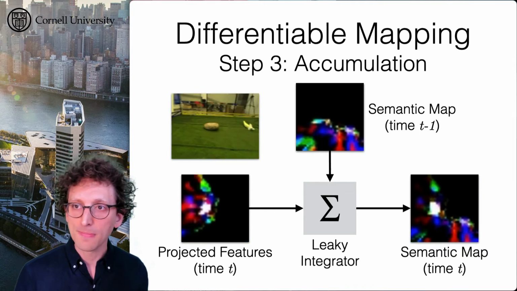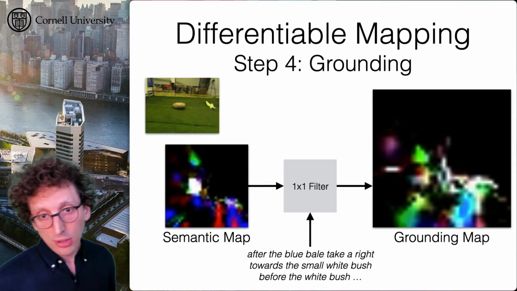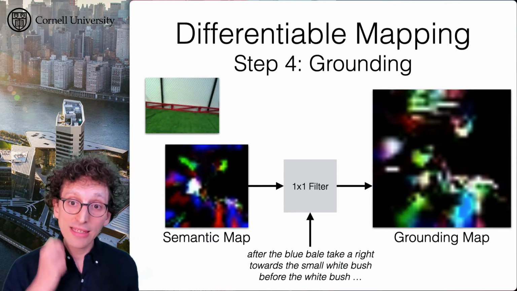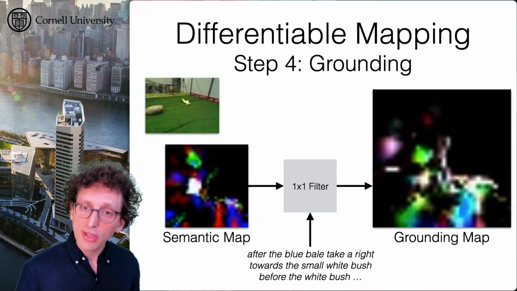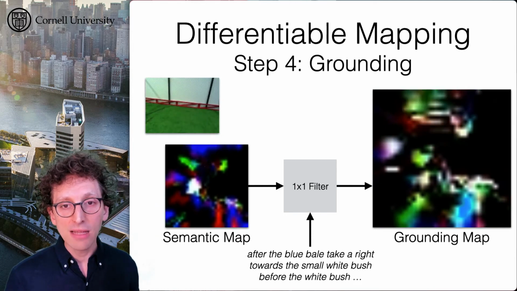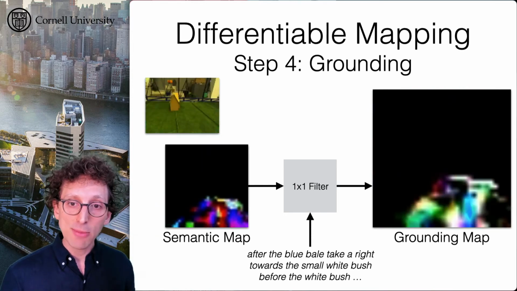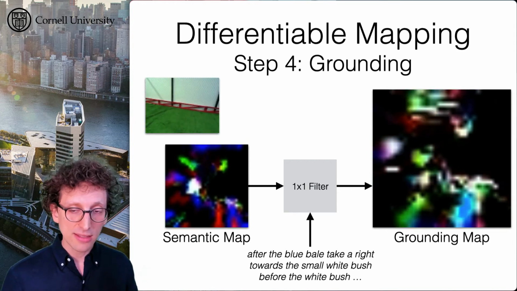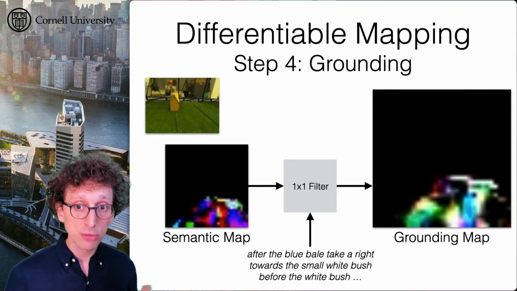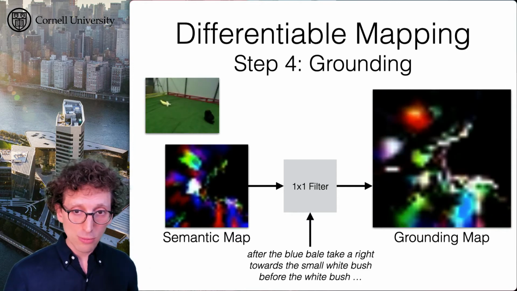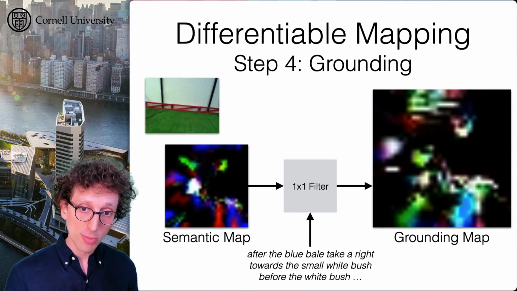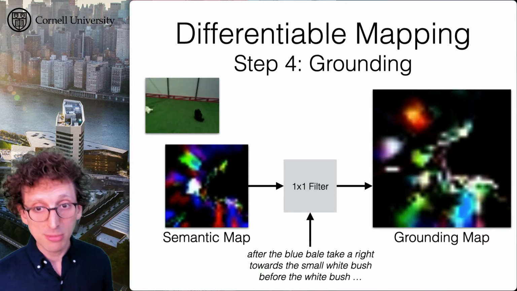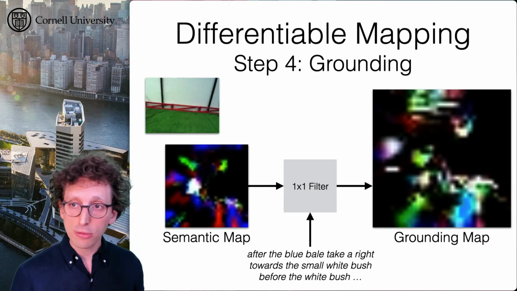In the fourth step, we incorporate the text into the semantic map to create a grounding map. The intention of this map is to focus on elements in the semantic map that the text is referring to. And we do this in a very simple way. We take the text, we recover a vector representation of it, and then we create from this vector representation a one-by-one convolutional filter that we convolve over the semantic map, basically filtering it to get the grounding map.